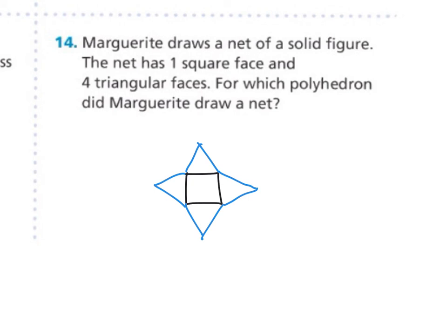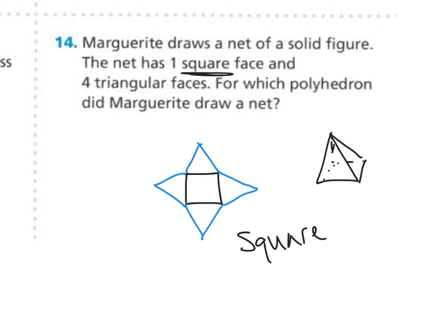That would be the net, and if you can imagine those triangles folding upward, we have 4 triangles surrounding the square. This time it does say a square face, so we could call this a square pyramid. More generally, you could call it a rectangular pyramid if you wanted to.